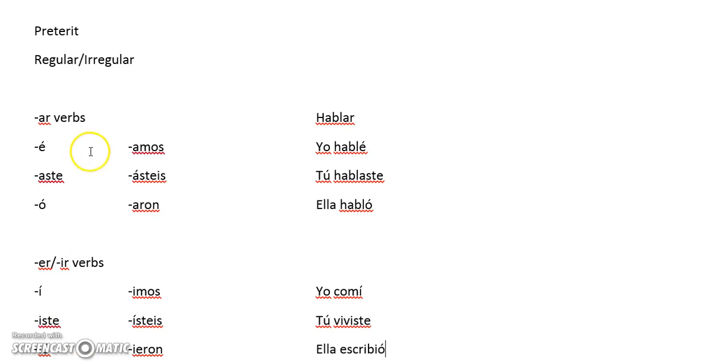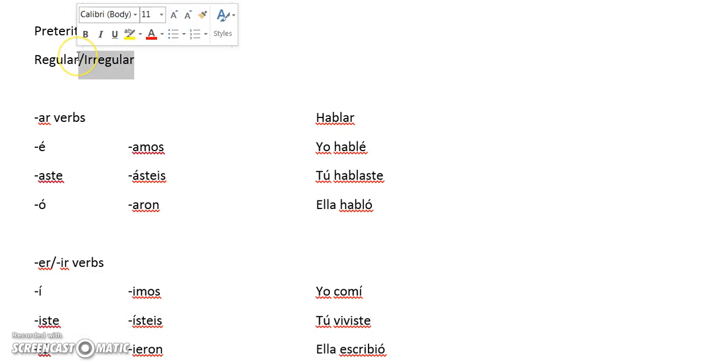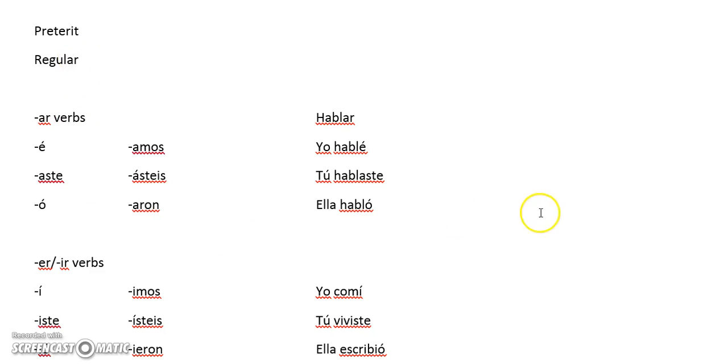These are the endings for your preterite verbs. These are preterite endings for preterite verbs. And this is the regular ones. Remember, in order to find out what is irregular, we need to know what is regular first. So these are the regular ones. Regular preterite tense verbs all follow this pattern that you see here.